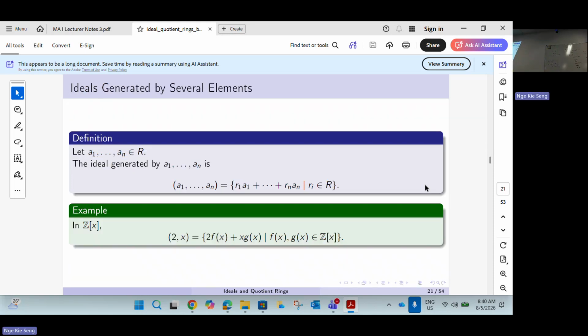We have the principal ideal, which is the ideal generated by an element. Then we also have the ideal generated by more than one element. We define it like this, as the linear combinations of the elements. And this is an example, but we haven't talked about this square bracket yet. This is the polynomial ring. Later we talk, then we come back here.